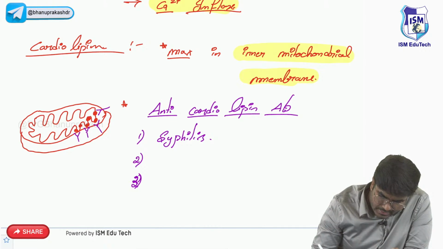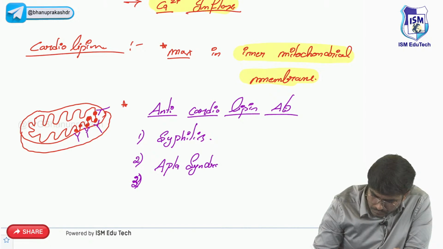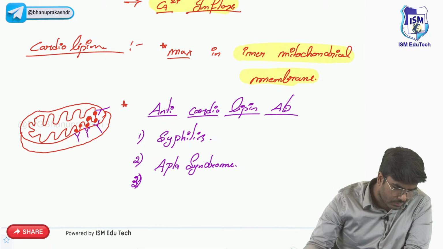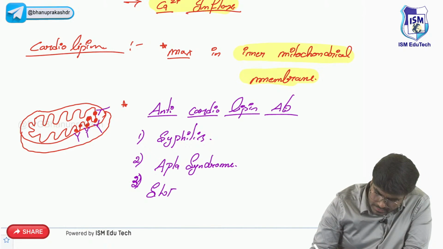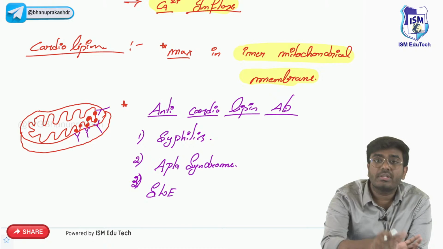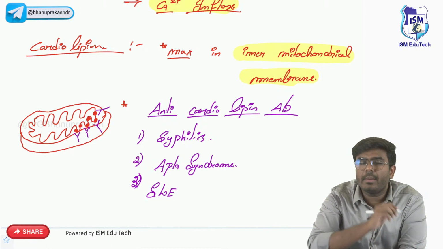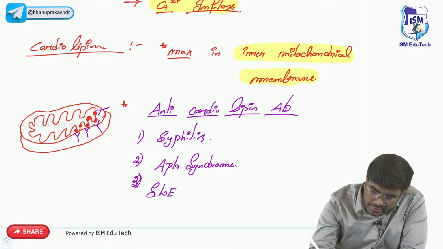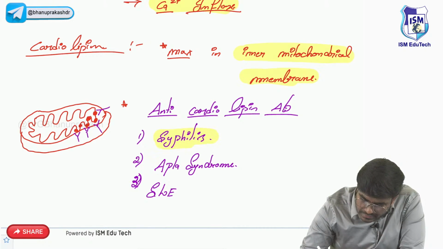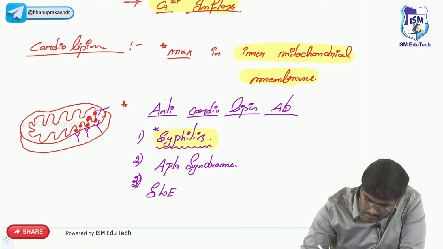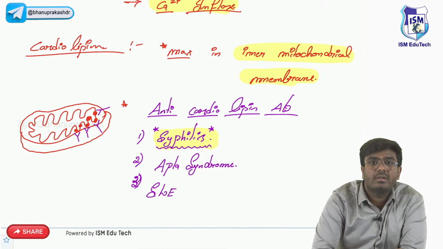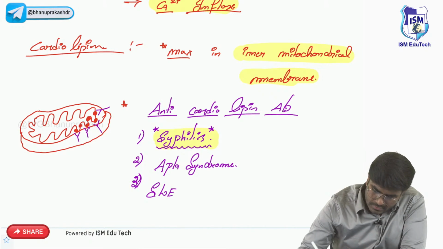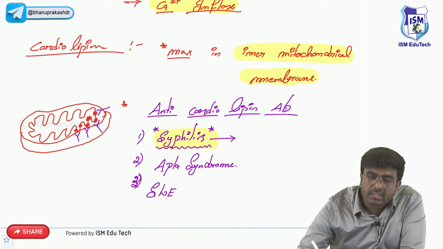The second one is APLA syndrome. And the third one is SLE, systemic lupus erythematosus. So there are 3 diseases where you will have anti-cardiolipin antibodies. Now here I just want to integrate. Just tell me, what kind of disease is syphilis? Is it a mitochondrial disorder? Is it a fever because of some vector?